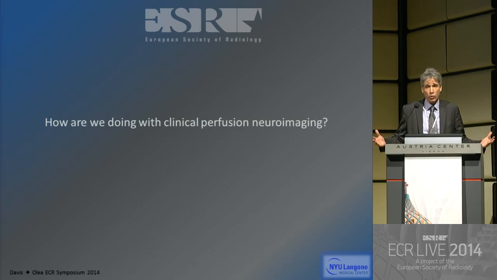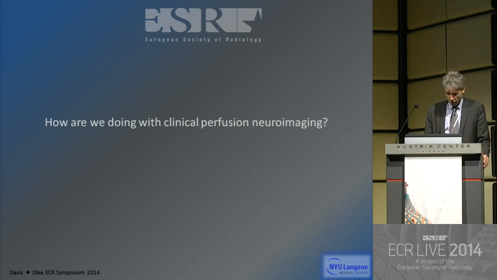So we've just gone through all the major indices that there are in stroke imaging, and for blood volume and for tumor imaging, and all of the brain perfusion indices. So how are we doing with this?